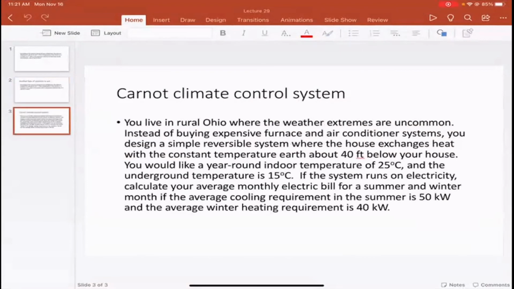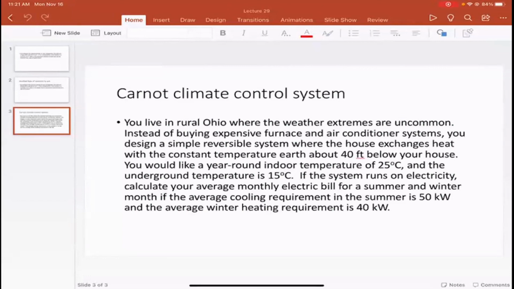And that problem says that you live in a place where weather extremes are uncommon. So instead of buying a furnace and air conditioner system, you design a simple reversible system where the house exchanges heat with the constant temperature earth about 40 feet below your house. So you would like a year-round indoor temperature of 25 degrees C, and the underground temperature is 15 degrees C.